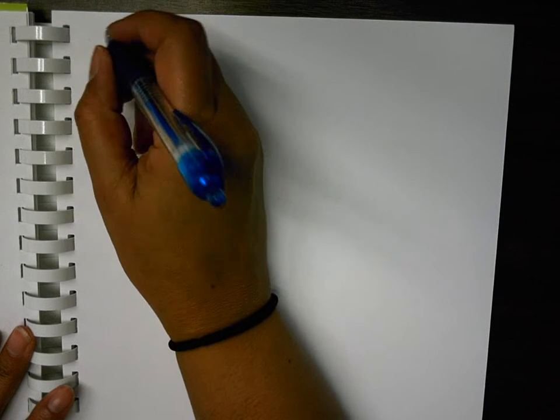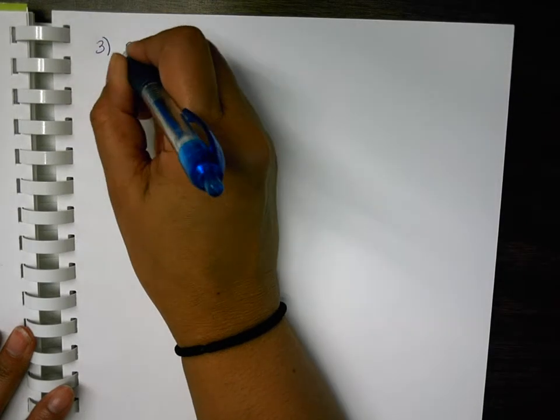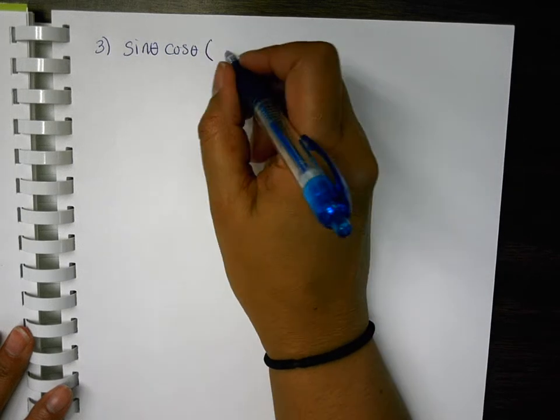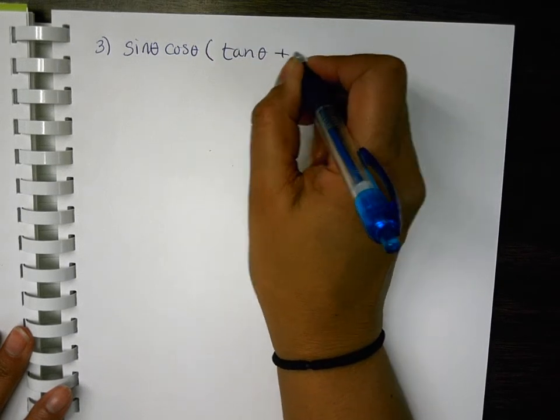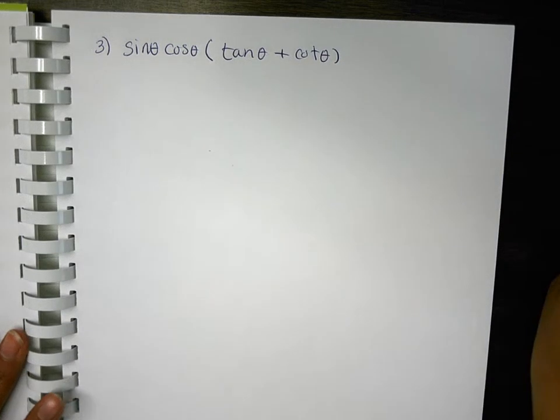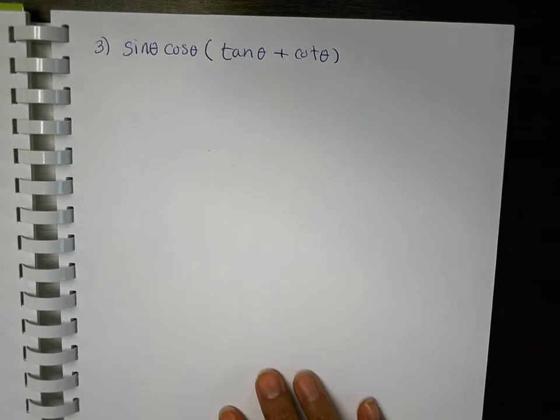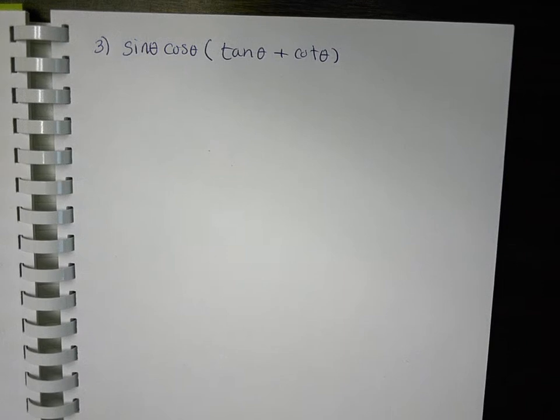All right, number 3. Sine theta, cosine theta, and then tan theta plus cotan theta. Think about it. I'll give you a few seconds. All right, suggestions? Actually, I'm going to call on Allison.